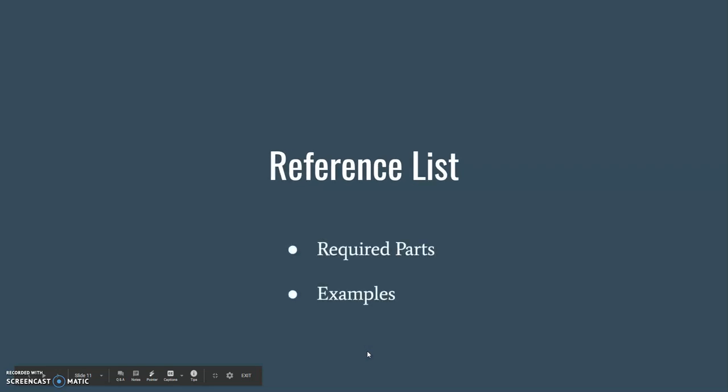So next we're going to talk about the reference list. We're going to go through the required parts that APA has for references and show a few examples to give you kind of an idea of what they look like.